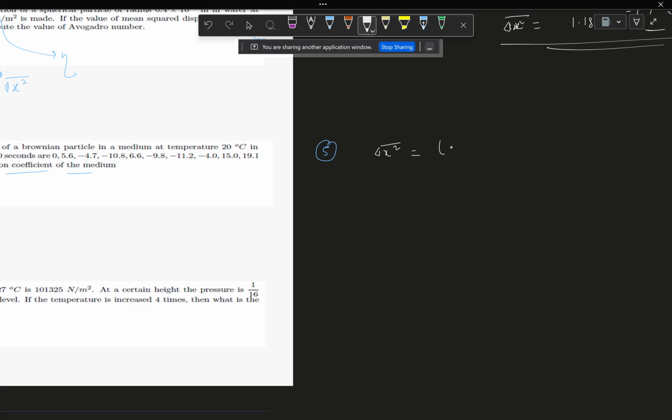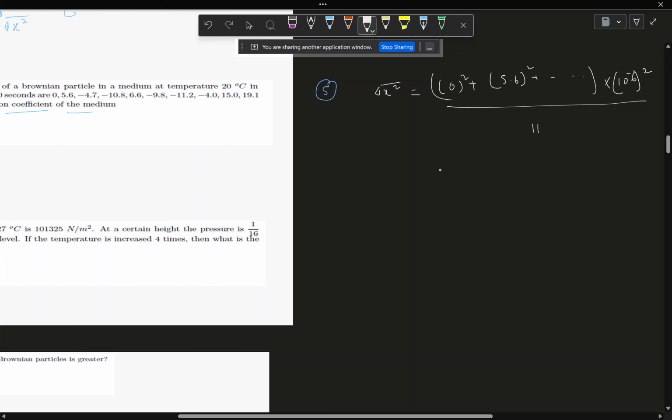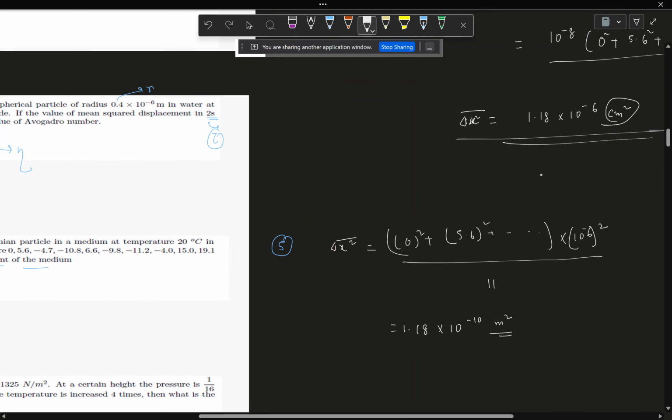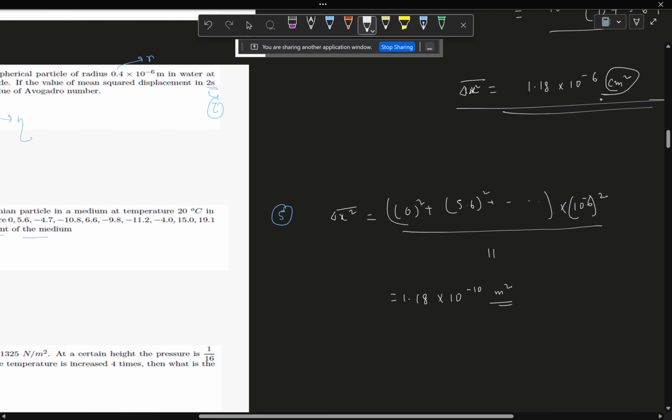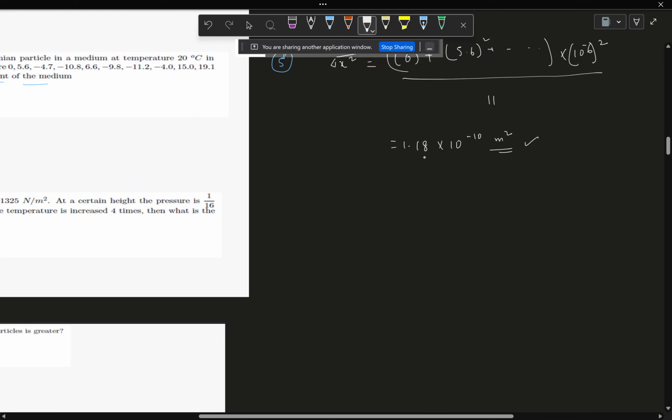Basically you have to take 0 squared plus 5.6 squared, and so on up to the last value. Because it's in micron, you have to take into account 10 to the power minus 6, then square the whole thing, and then average it out by dividing by 11. Do this carefully and you'll get 1.18 into 10 to the power of minus 10 meter square as this value. This was in centimeter square, so this is the same.